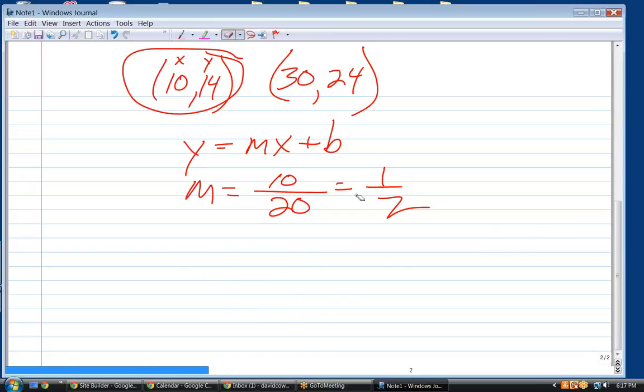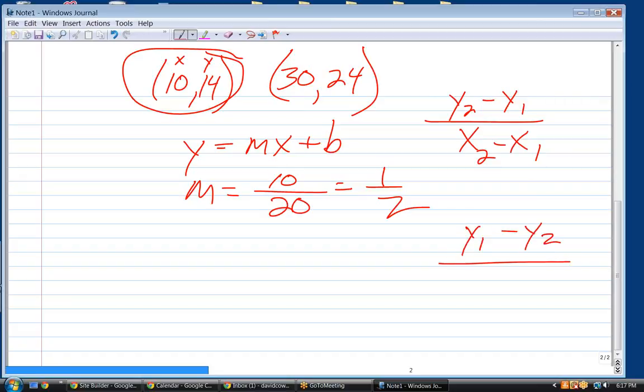To do slope, it was y sub 2 minus y sub 1 over x sub 2 minus x sub 1. You can actually go the other way. You can do y sub 1 minus y sub 2 as long as you go the other way on the bottom also. Now, why would you want to go the other way? Well, let's say these were negative numbers. Negative 30 and negative 24.